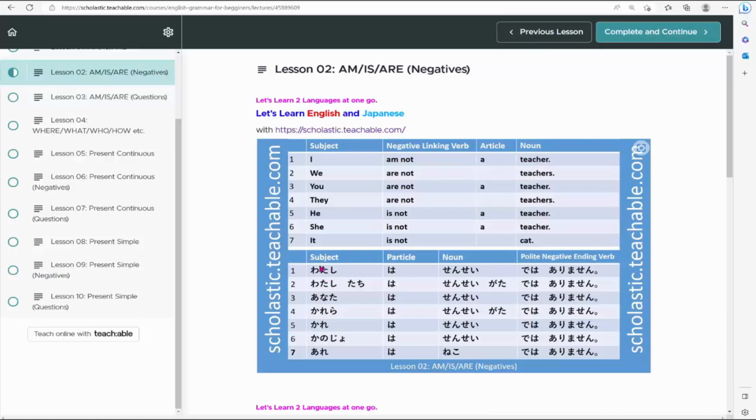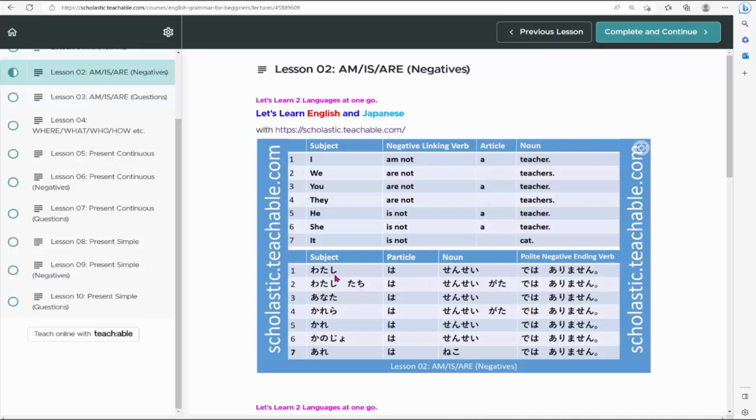In a similar way, in Japanese, the subject is watashi, I is watashi, wa is the particle, and the noun is sensei, teacher. Earlier it was watashi wa sensei desu, but to make it "am not": watashi wa sensei dewa arimasen. Again you can see dewa arimasen. This wa is pronounced as wa, not ha. The particle we saw earlier is pronounced as wa, even though in the alphabet we pronounce it as ha. When it is a particle, we pronounce it as wa. Watashi wa sensei dewa arimasen.